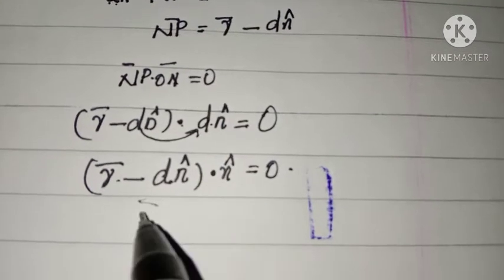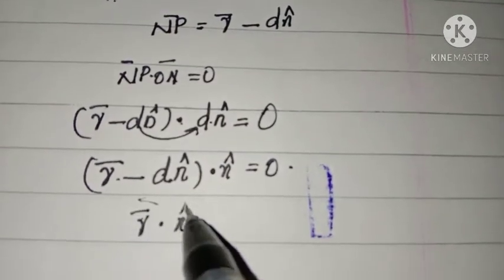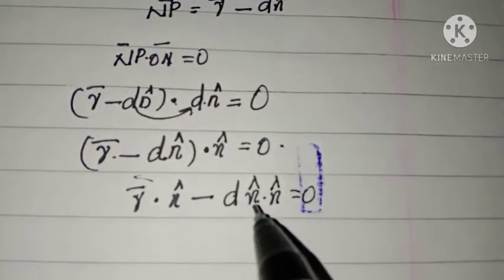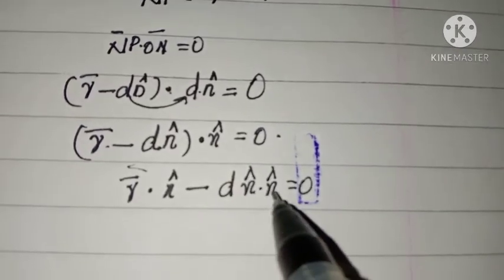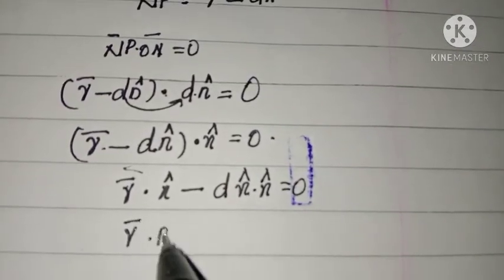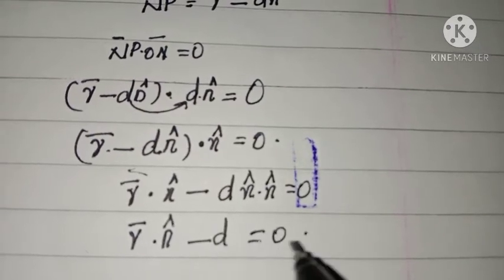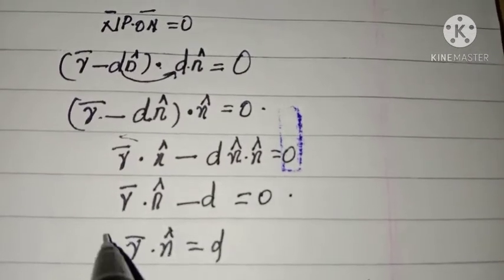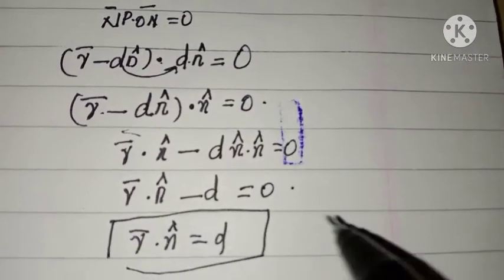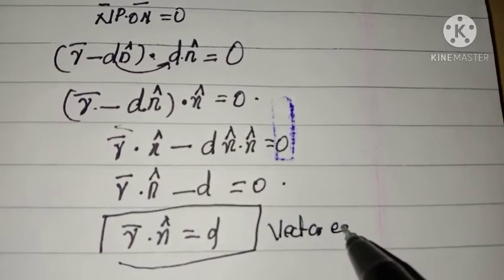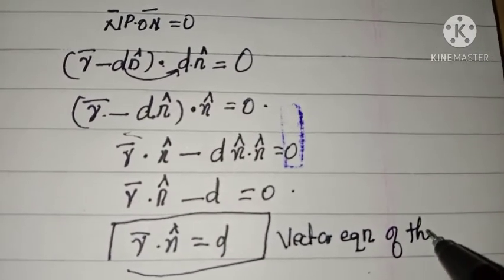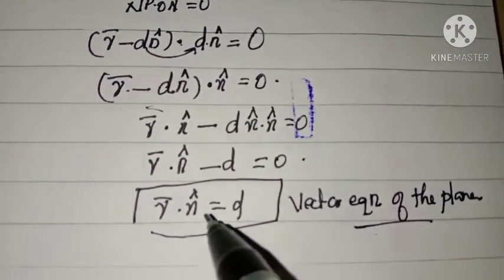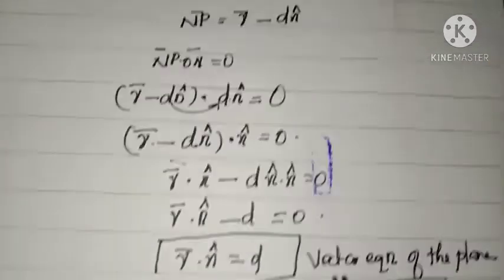Now taking the dot product, we can see that r dot n minus d into n dot n is equal to 0. n is a unit vector and therefore n dot n is equal to 1. So r dot n minus d is equal to 0, or r dot n is equal to d. So this is the required vector equation of the plane. You have to learn all these results by heart. The vector equation of the plane is r dot n is equal to d.